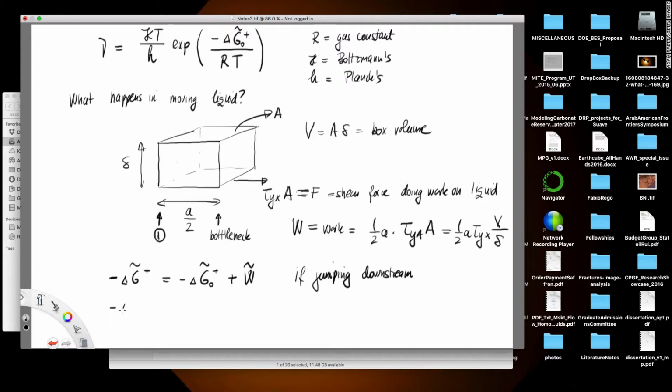And if I had jumping upstream, I have to have that much more energy as this work that I need to overcome. So it's going to be minus delta G minus. So this is going to become larger in absolute sense.